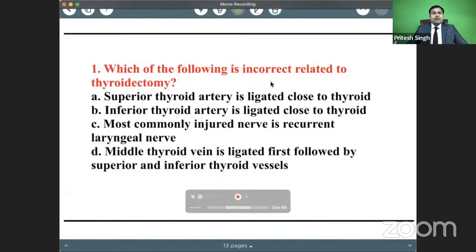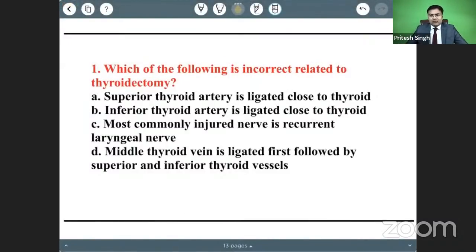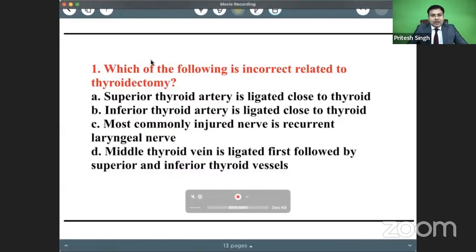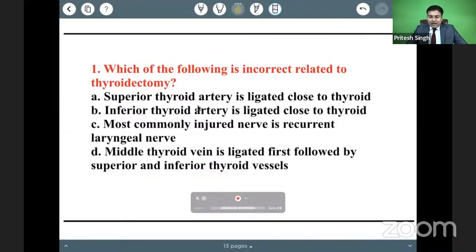So the question is, which of the following is incorrect related to thyroidectomy? Superior thyroid artery is ligated close to thyroid. Inferior thyroid artery is ligated close to thyroid. Most commonly injured nerve is recurrent laryngeal nerve. And middle thyroid vein is ligated first, followed by superior thyroid, inferior thyroid vessels. So I want students, you first mark your answer so that I can proceed for the discussion. Which one is incorrect? A, B, C, D.